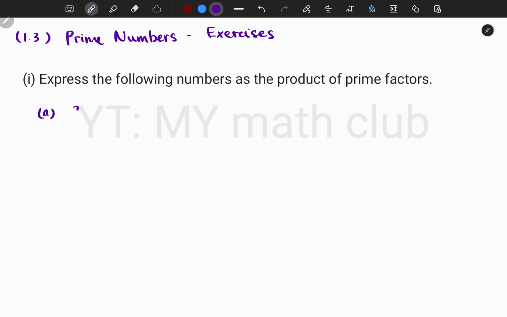Question A, 30. So the product of prime factors, you can write it as 2 times 3 times 5, right? So 2 and 3 and 5 are all prime factors. We're just going to multiply them together. You're going to get 30. Question B, 24. The answer would be 2 times 2 times 3.